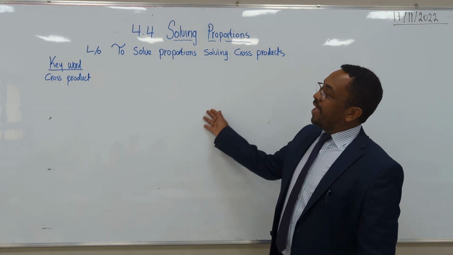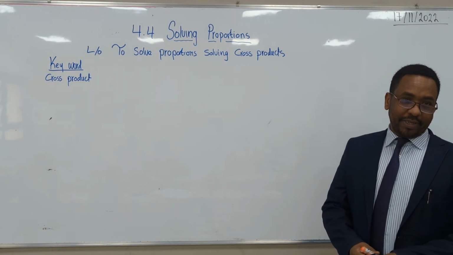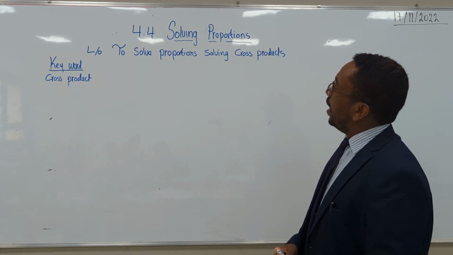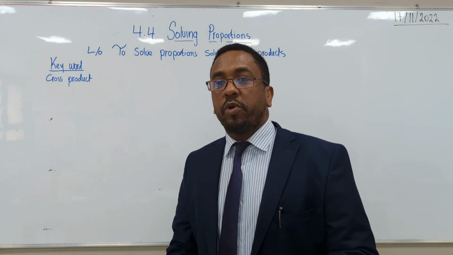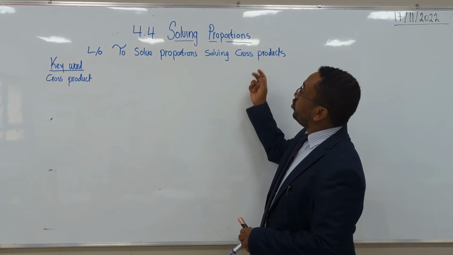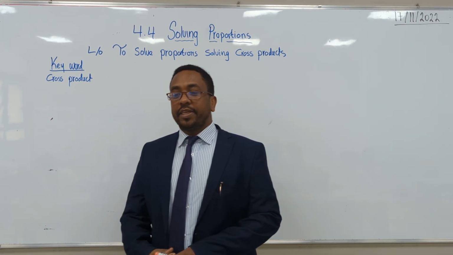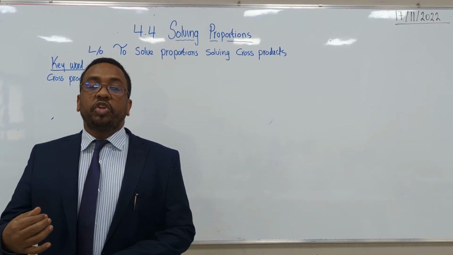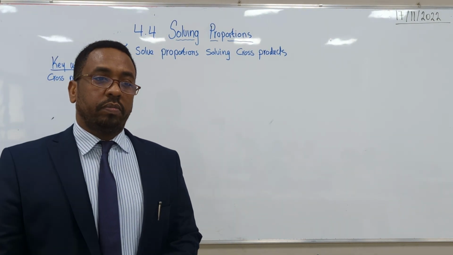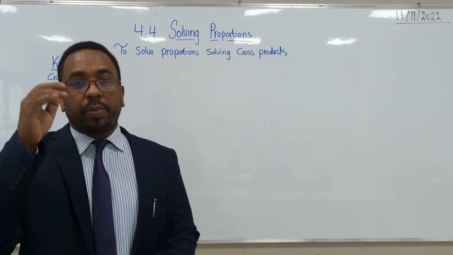Alright, today we are learning chapter 4, lesson 4, solving proportion. Learning objective: to solve proportions using cross product. The key word that we're going to learn today is cross product. Are we ready? Yes. We can use the cross product to determine whether a ratio is proportion or not.